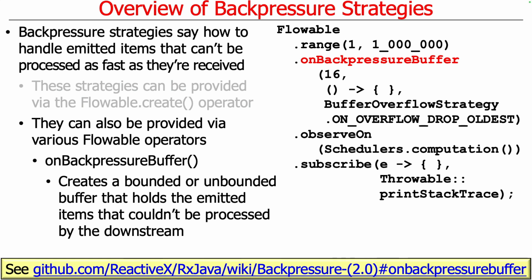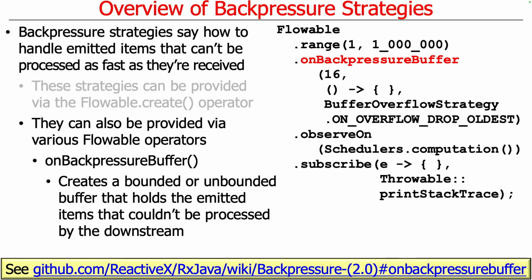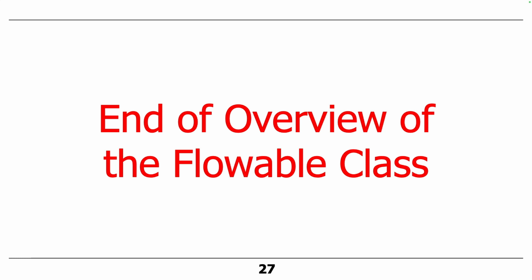There's also onBackpressureBuffer, which can create a bounded or unbounded buffer that holds the emitted items that couldn't be processed. So in this particular case, we're going to generate 1 million values, and then we're going to have a back pressure strategy here, and that will buffer up to 16 items, and then it'll drop the oldest one if it can't keep up with that. And then onBackpressureLatest is like the drop strategy, but it keeps the last emitted item as opposed to discarding the most recent item. So same kind of thing. You can have mouse clicks, and you're going to only keep the latest one. Same kind of idea. So that's an overview of the Flowable class and some of the strategies that it supports.